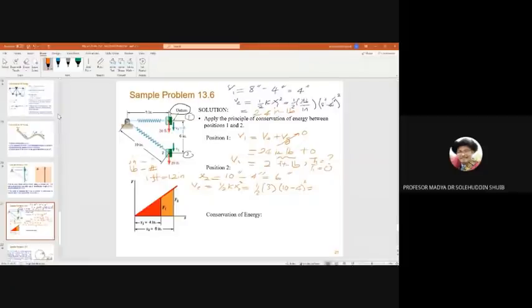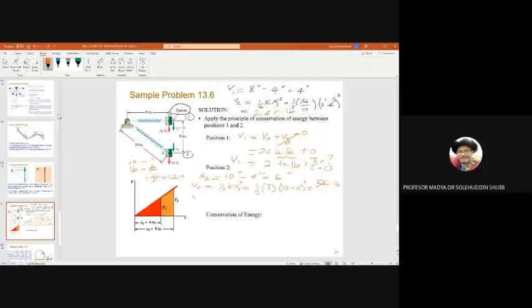54. What's the unit? 54 pound inch. So you have 54 pound inch. Don't convert it yet. We proceed to the next one.